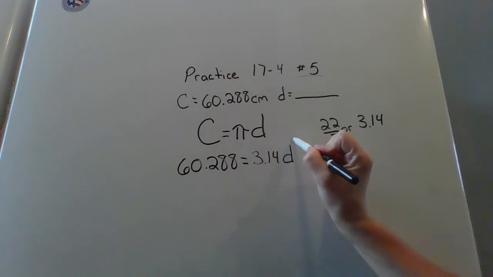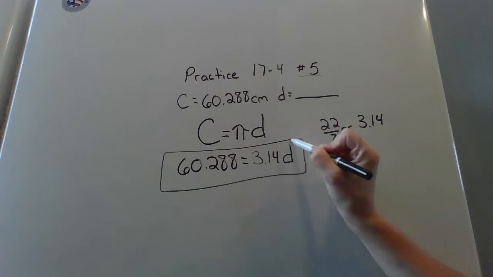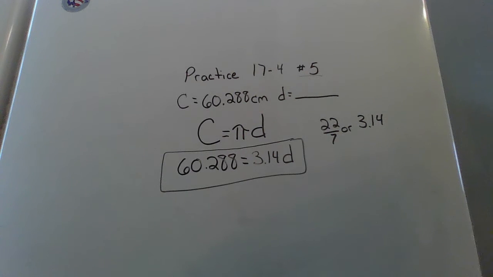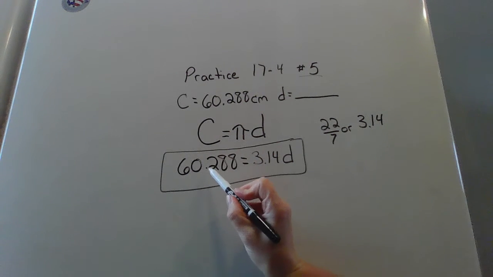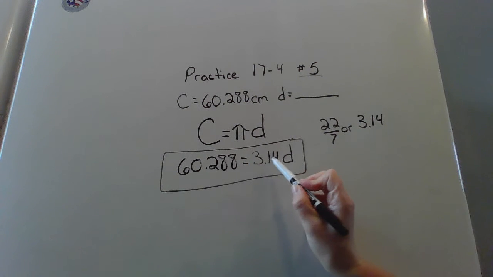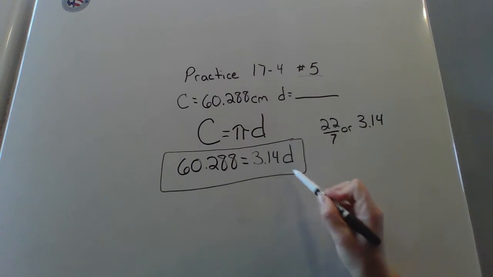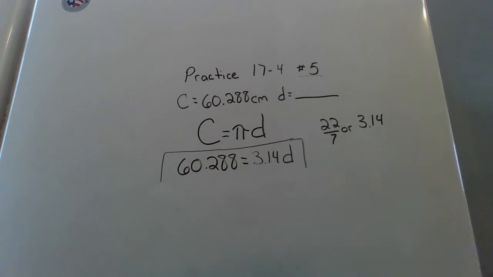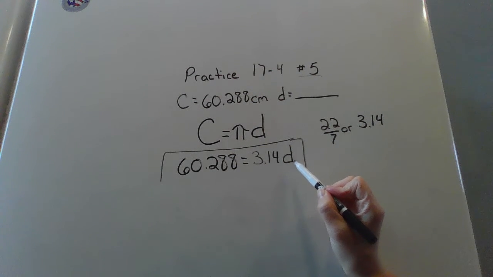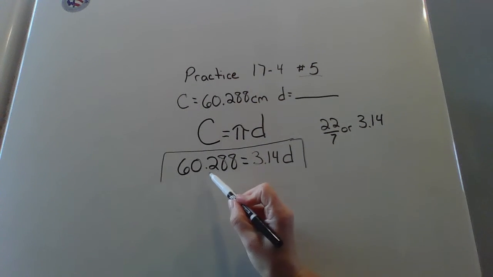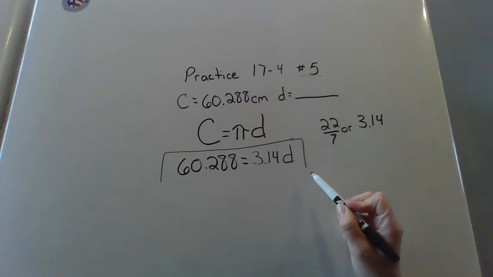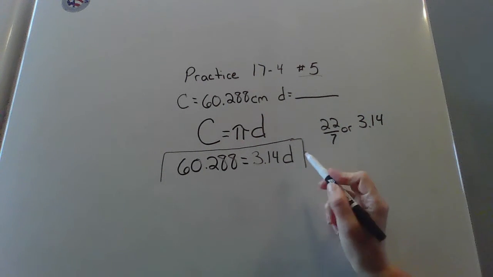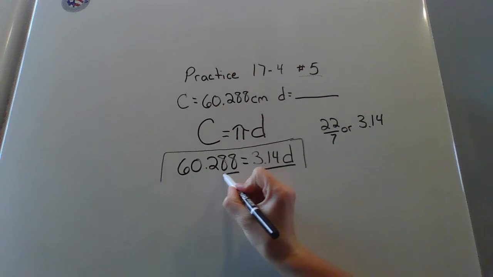So I took the formula and I plugged in what I knew and I got this as an equation. So when I look at that equation, it says 60.288 equals 3.14 times something. That D is the something. We don't know what that something is. So we need to solve that equation. I don't know off the top of my head what I can multiply 3.14 by to get this. So to find that number, we need to undo this problem. To undo it, since it says to multiply, we do the opposite, which is divide.